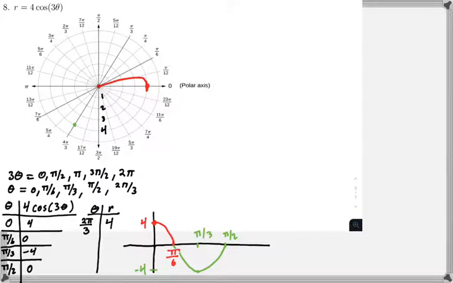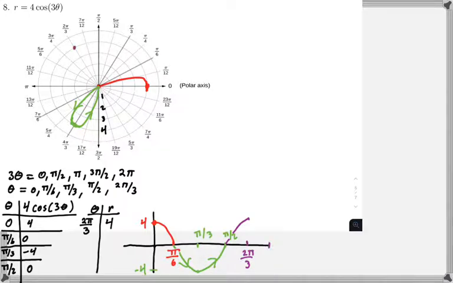Okay, and we'll go ahead and sketch another part of the graph. There we are. And we actually do have an induced orientation, so let's go ahead and put that in. Okay, let's keep going. At 2 pi over 3, we're back to our maximum at 4.